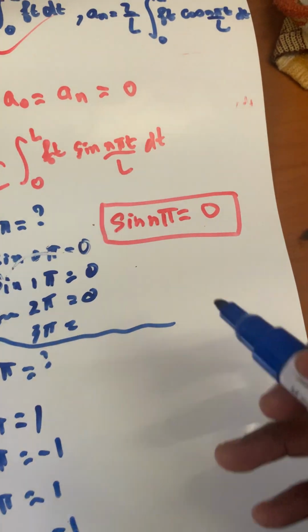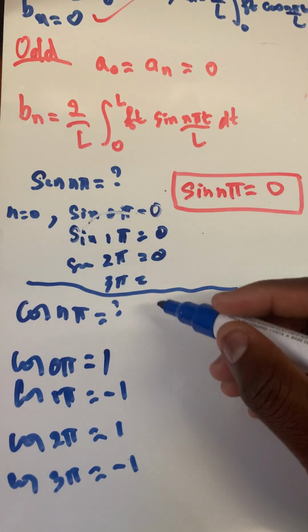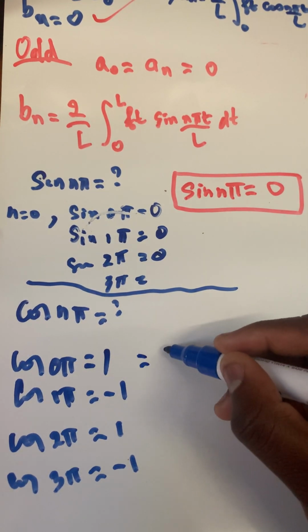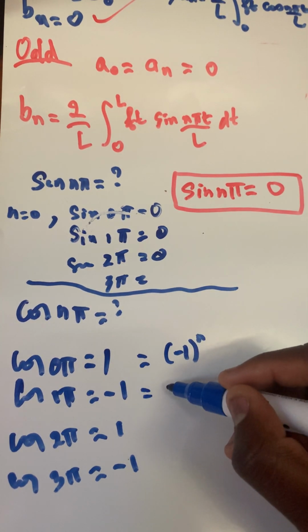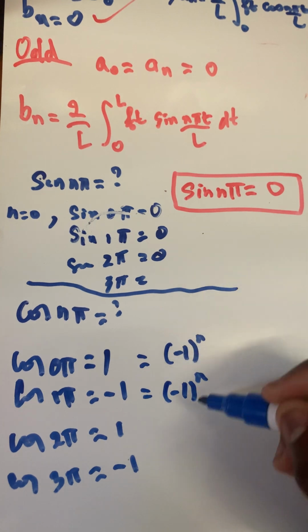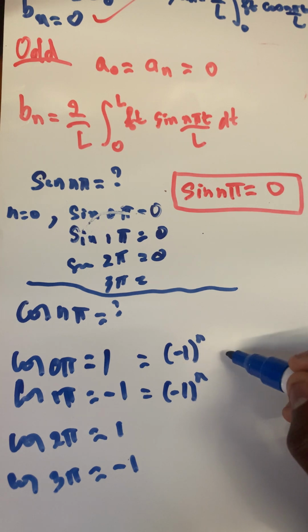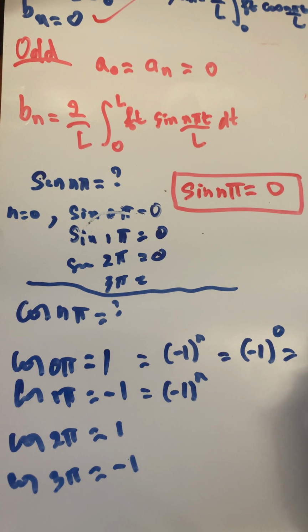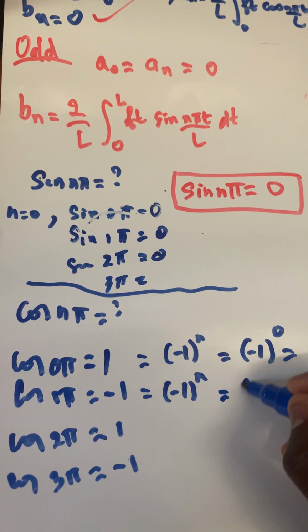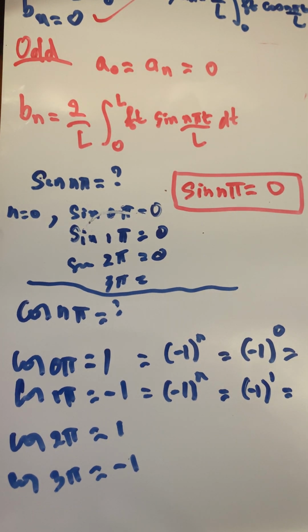Now, I came up with this formula. This is the same as minus 1 exponent n. So this is n equal to 0, so I'm going to have minus 1 exponent 0. Any number exponent 0 gives you 1. Okay, this is 1. Then minus 1 exponent 1. Any number exponent 1 is still that number. It's going to give me minus 1.